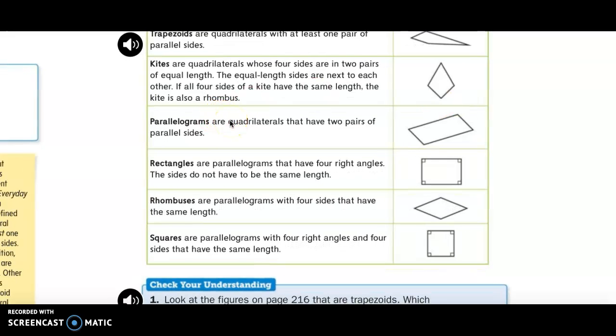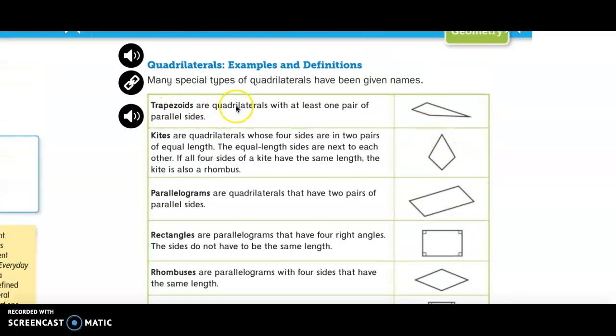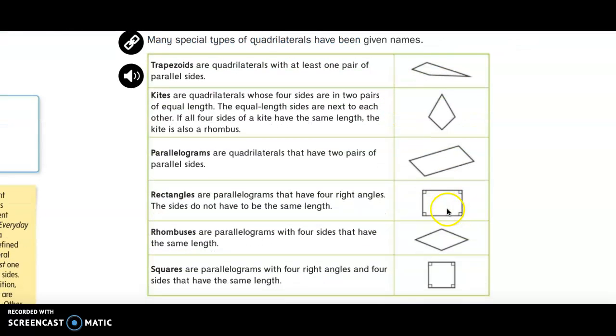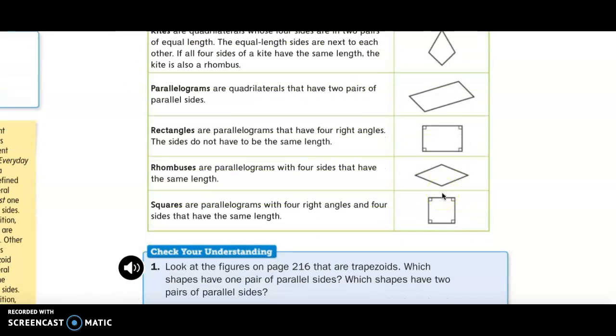Parallelograms, what we just talked about, are quadrilaterals. So they have 4 sides that have 2 pairs of parallel sides. This side and this side will never touch each other. And this side will never touch each other. Different from the trapezoid, because if I take a line and I draw this, and I take this line and I draw this, they're going to cross. But parallelograms have 2 pairs that will never cross.